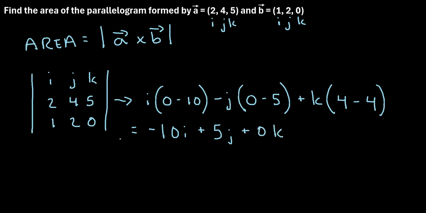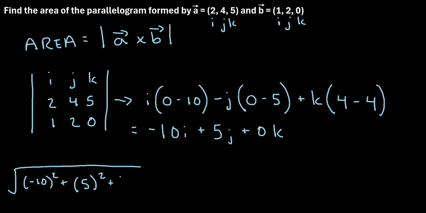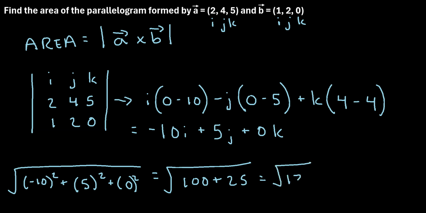Okay, so the last step is to calculate the magnitude. So the way that we do that is we take the square root of each of these values in front of the I, J, and K squared and added together. So we'll say negative 10 squared plus 5 squared plus 0 squared. So let's see what we get. So negative 10 squared, that's positive 100. So we'll say 100 plus 5 squared is 25. And 0 squared is 0, so we don't need to add that. So we get 100 plus 25, that's the square root of 125.